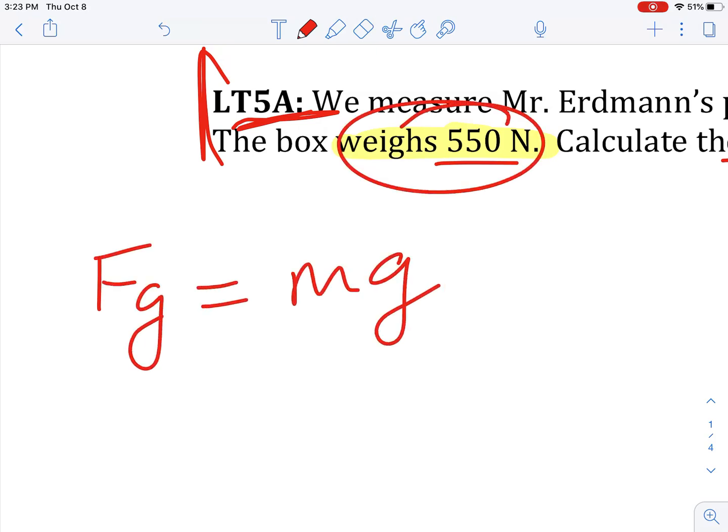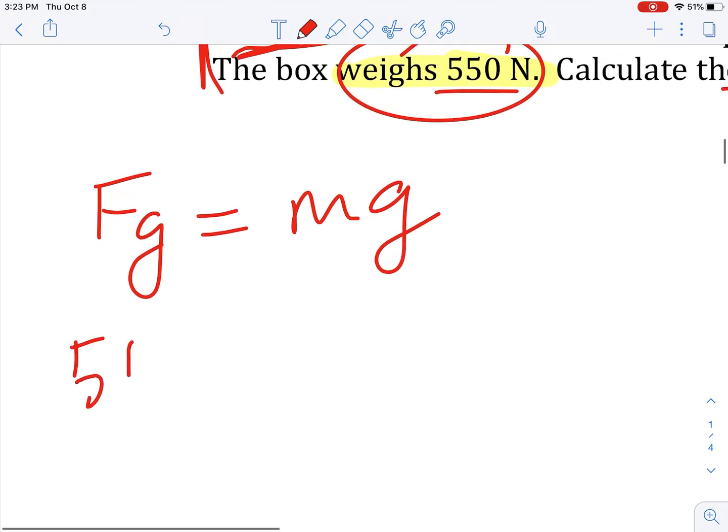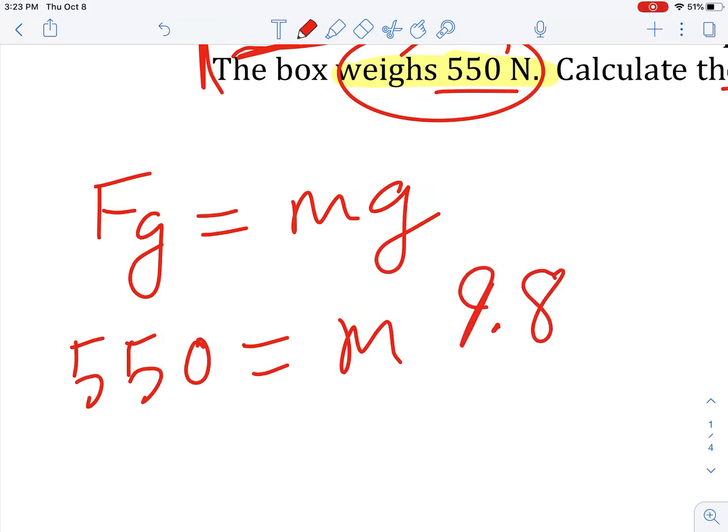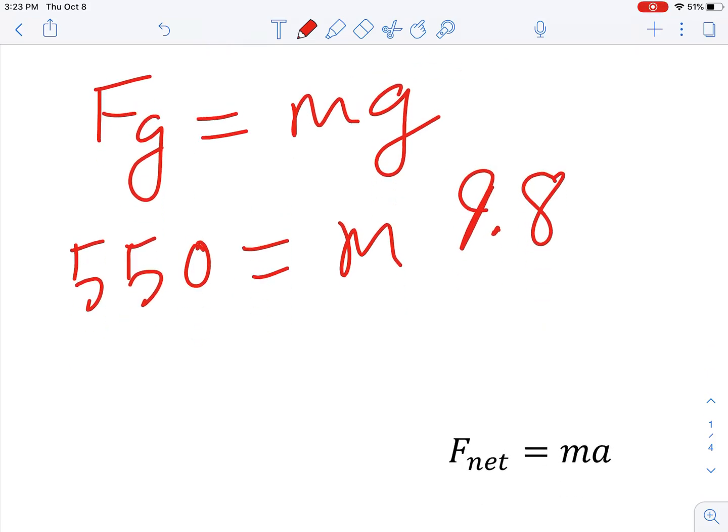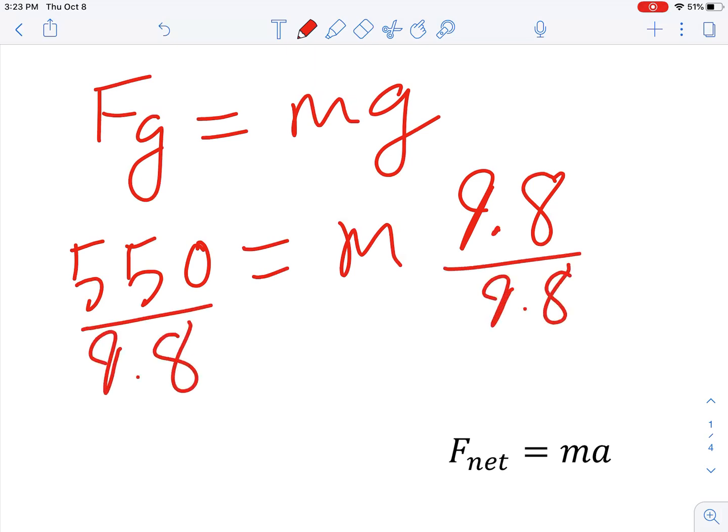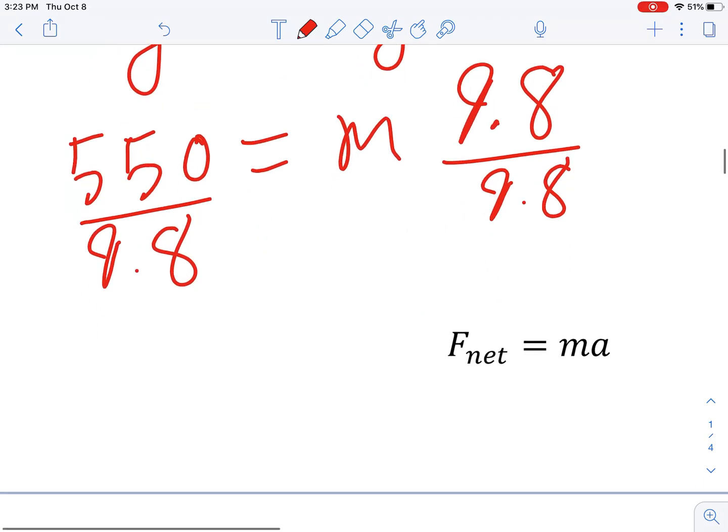This is the force of gravity. So we say 550 equals the unknown mass times, and remember on Earth, the gravitational field is 9.8. So we divide by 9.8, divide by 9.8, and what we see is that the mass is 56.12 kilograms.